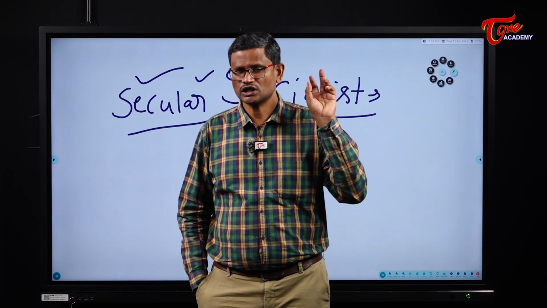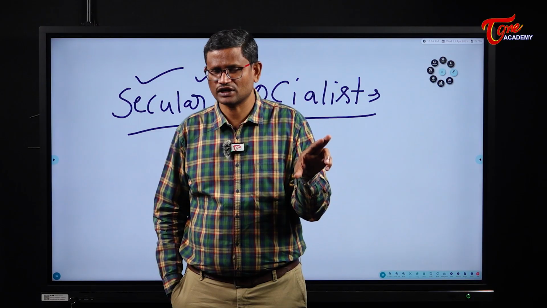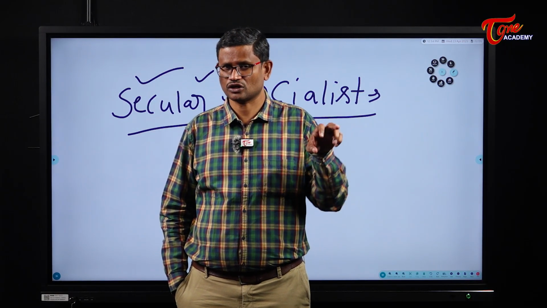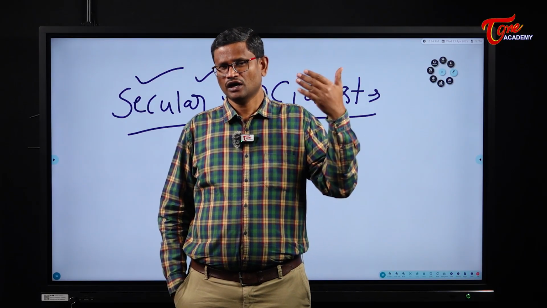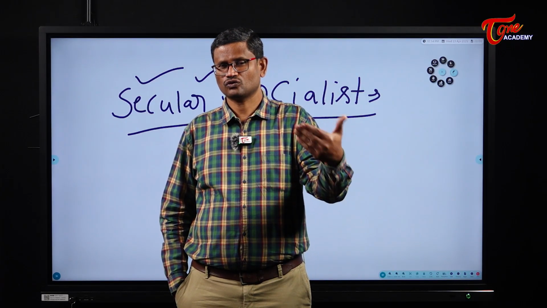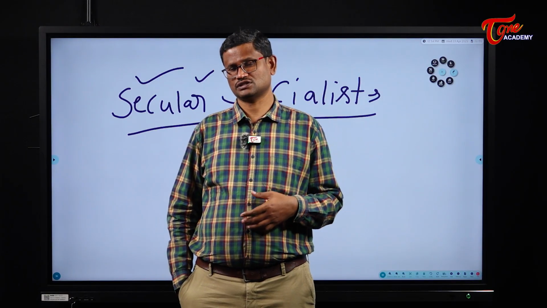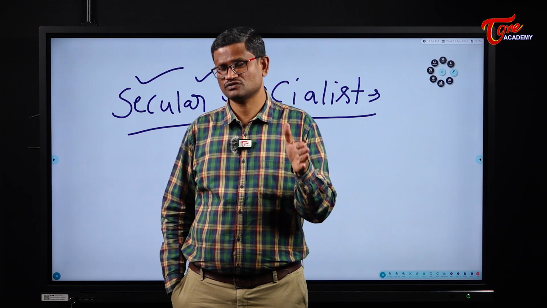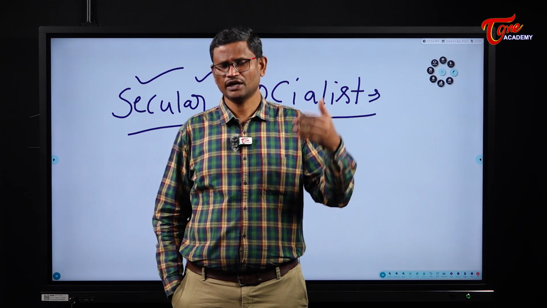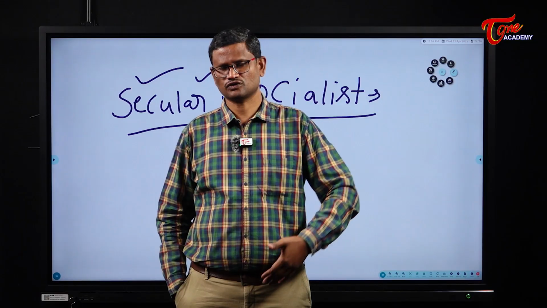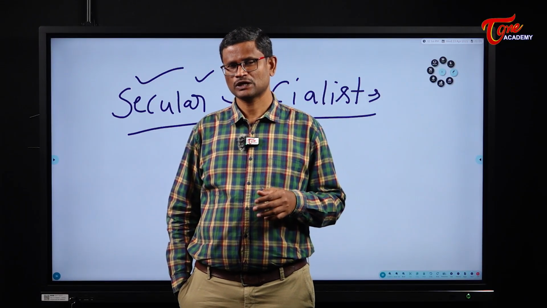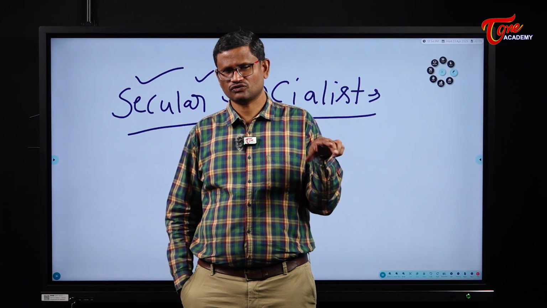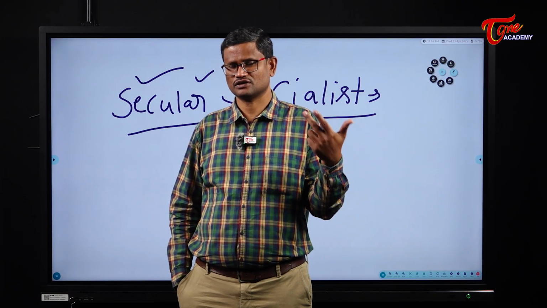Remember, though the term secular was added in 1976 through the 42nd Amendment, it was already implicit in the Constitution of India. Articles 25 to 28 speak about a secular nation state. So the idea of equal rights to the people of different religious faiths is laid down in the Constitution of India in Part 3, in fundamental rights, from Articles 25 to 28. So the idea of secularism, which is implicit in the Constitution of India, was made explicit in 1976 through the 42nd Amendment.